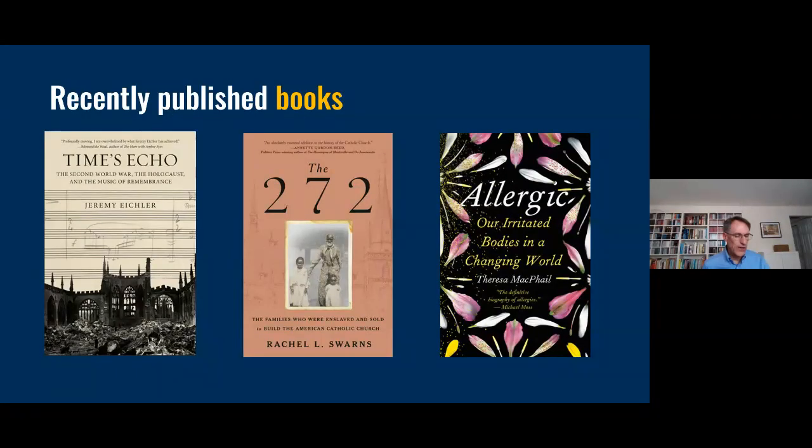This slide shows some recently published books sponsored by the program. On the left is a book by music critic and author Jeremy Eichler called Time's Echo: The Second World War, the Holocaust, and the Music of Remembrance. That was published by Alfred A. Knopf just last month. In the middle is The 272, the families who were enslaved and sold to build the Catholic Church. This is by Rachel Swarns, who's a professor of journalism at New York University, and it was published in June by Random House.